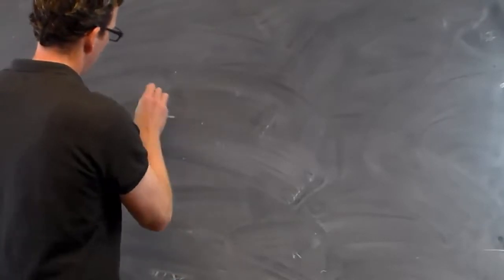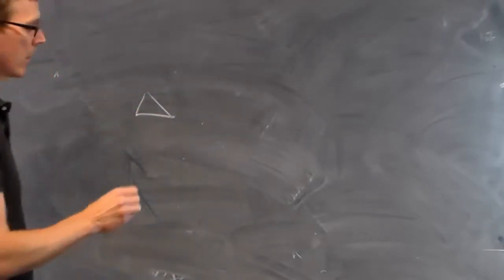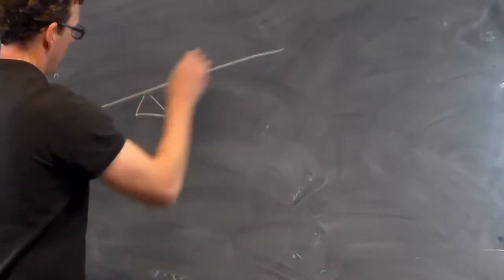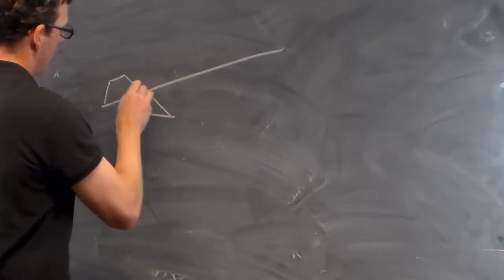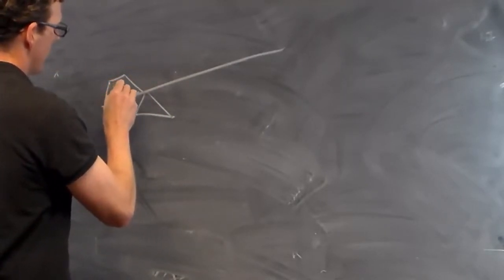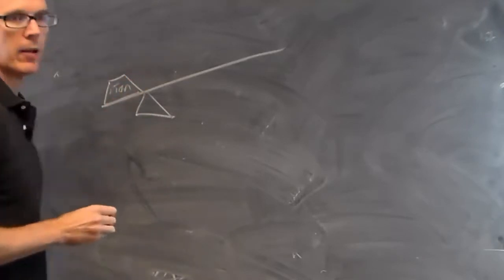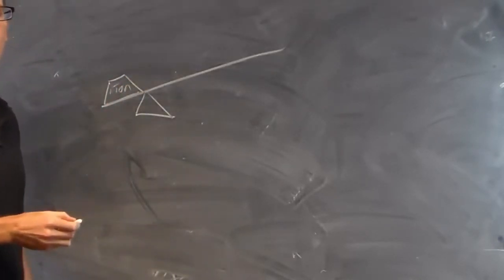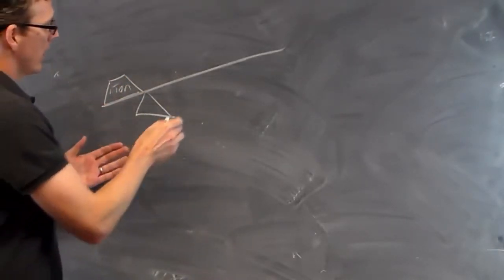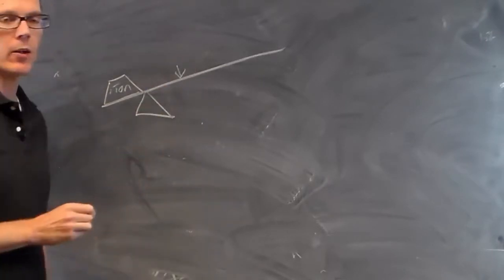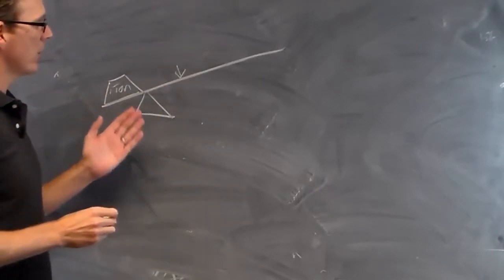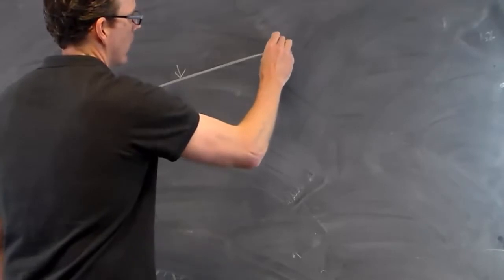Here's my fulcrum. Here's my heavy weight right here. Let's say it's 1 ton. Okay? If I need to lift up this weight, if I push down right here on my bar, it's going to be a lot harder than if I push down over there.